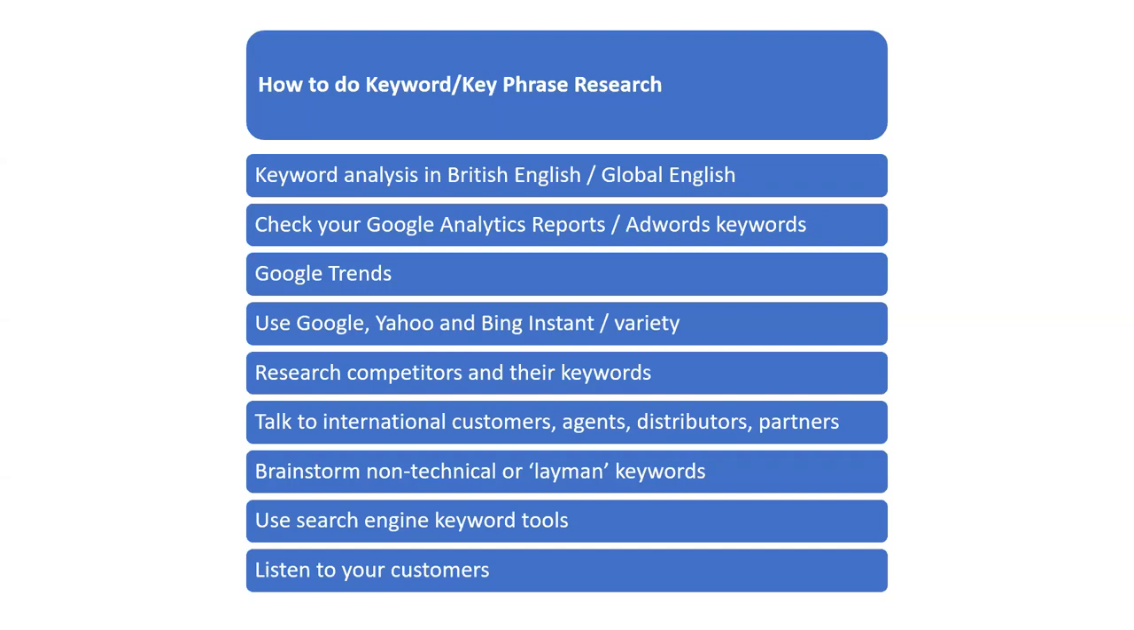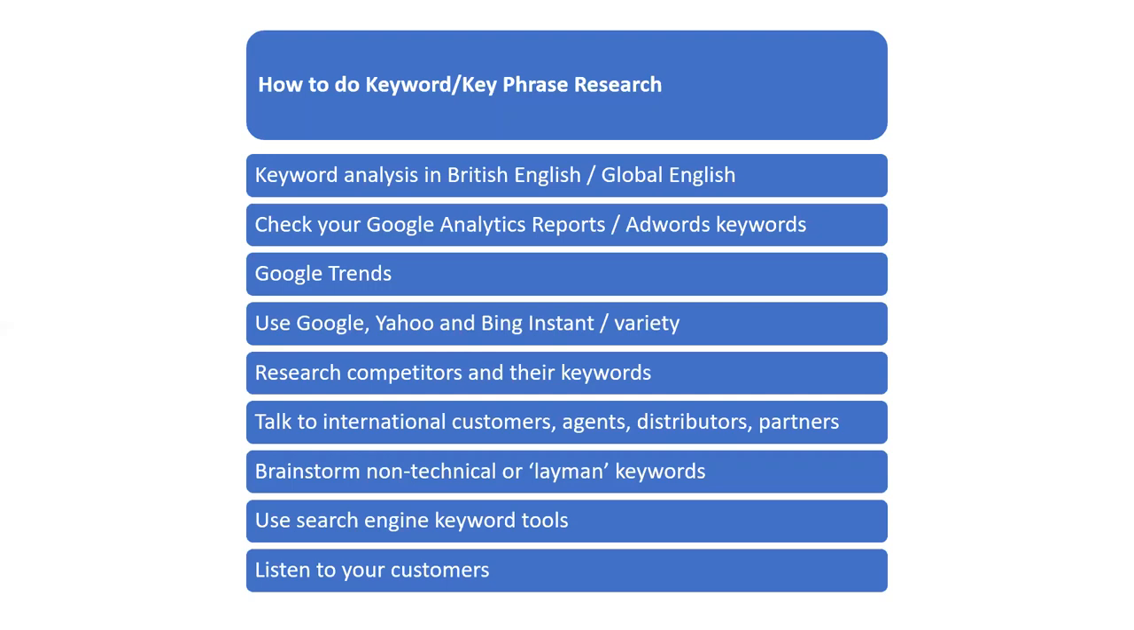So keyword research, if you haven't done it and you're not quite sure, here are some quick tips for starting you on your keyword research. So first of all, do your keyword and key phrase research in English. Look for your British English and global English, which I'll describe a little bit later, and check your Google Analytics report and your AdWords for the keywords. These are both free reports from Google, the search engine, and you will find the keywords that people are using to find your site. So that gives you a head start to know that these are valuable keywords in those locations.